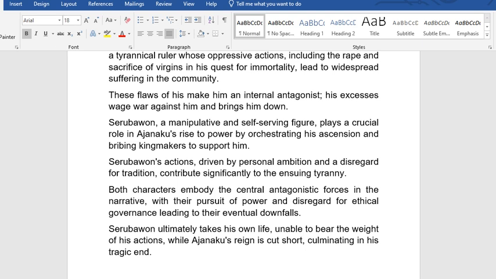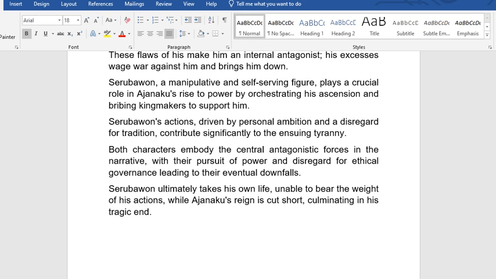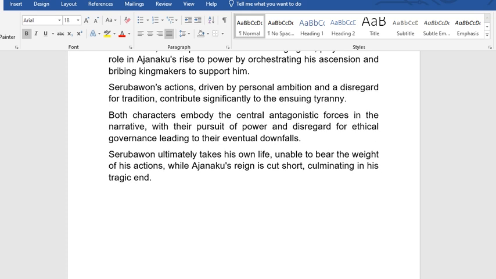Serubawan, a manipulative and self-serving figure, plays a crucial role in Ajanaku's rise to power by orchestrating his ascension and bribing kingmakers to support him. Serubawan's actions, driven by personal ambition and a disregard for tradition, contribute significantly to the ensuing tyranny. Both characters embody the central antagonistic forces in the narrative, with their pursuit of power and disregard for ethical governance, leading to their eventual downfalls.